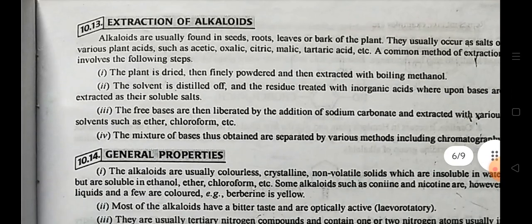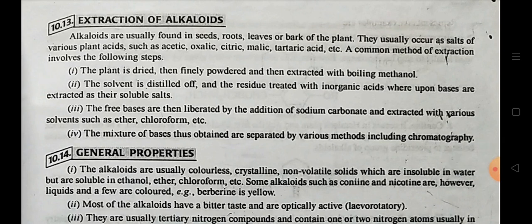Extraction of alkaloids. Alkaloids are usually found in seeds, roots, leaves, or bark of the plant. They usually occur as salts of various plant acids such as acetic, oxalic, citric, malic, tartaric acid, etc. A common method of extraction involves the following steps. The plant is dried, then finely powdered, and then extracted with boiling methanol. The solvent is distilled off and the residue treated with organic acid, whereupon bases are extracted as they form soluble salts. The free bases are then liberated by the addition of sodium carbonate and extracted with various solvents such as ether, chloroform, etc. The mixture of bases thus obtained is separated by various methods including chromatography.